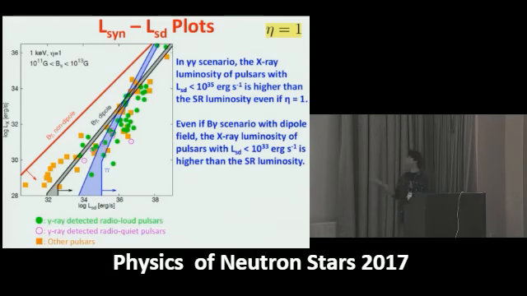Green and magenta are gamma-ray pulsars. Most young gamma-ray pulsars have non-thermal luminosity lower than the model limit. We fix the parameter eta equal to 1, so this line corresponds to the upper limit of the luminosity in our model.